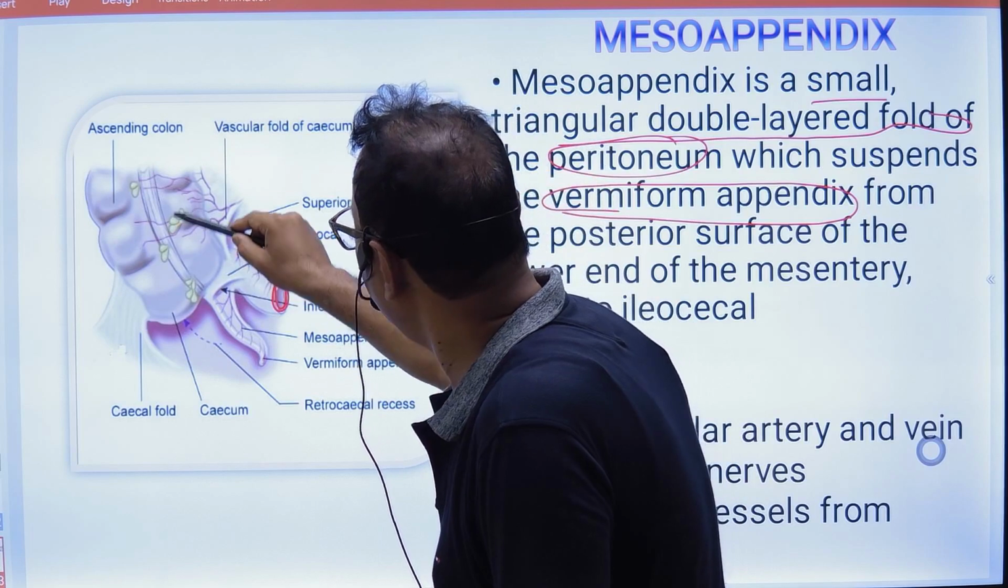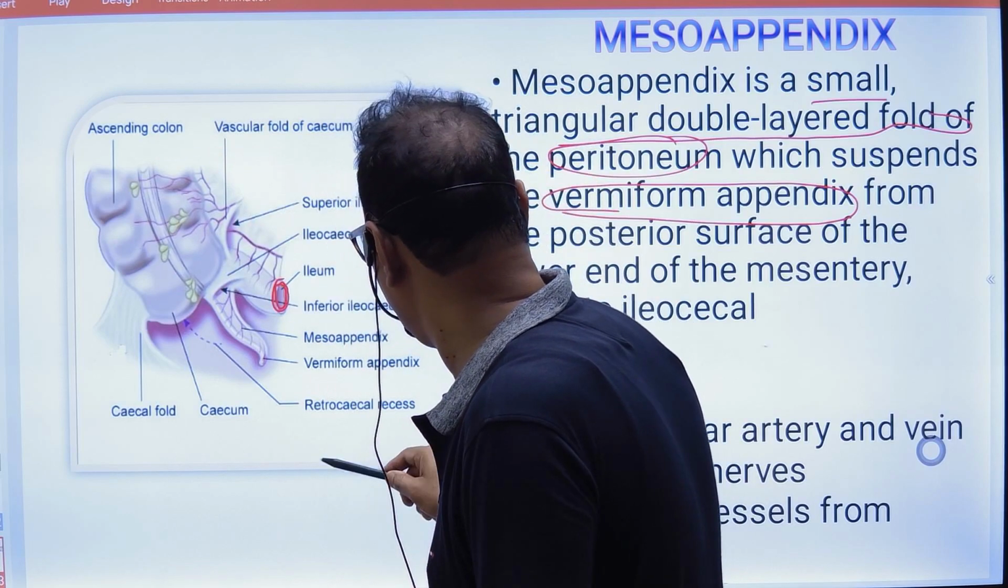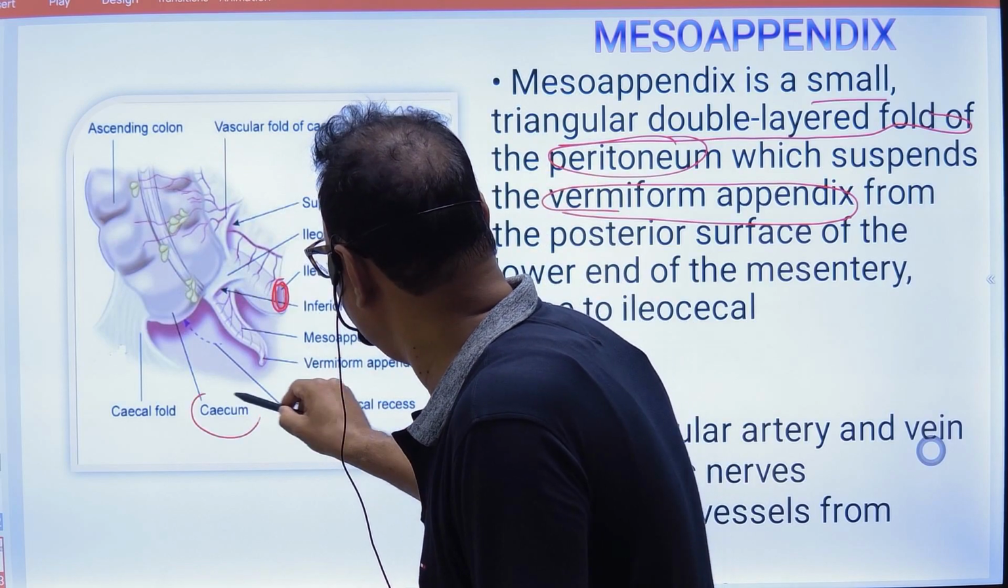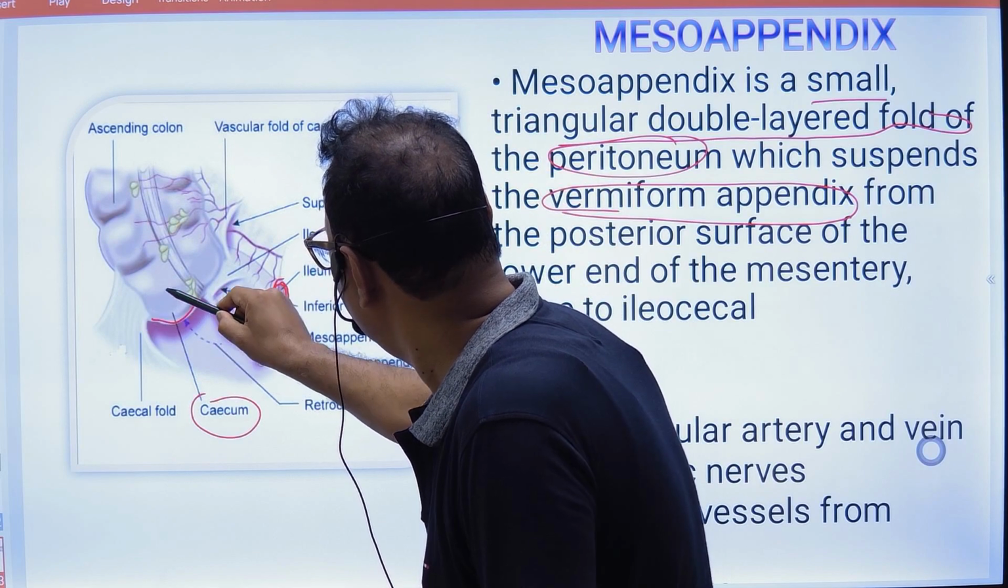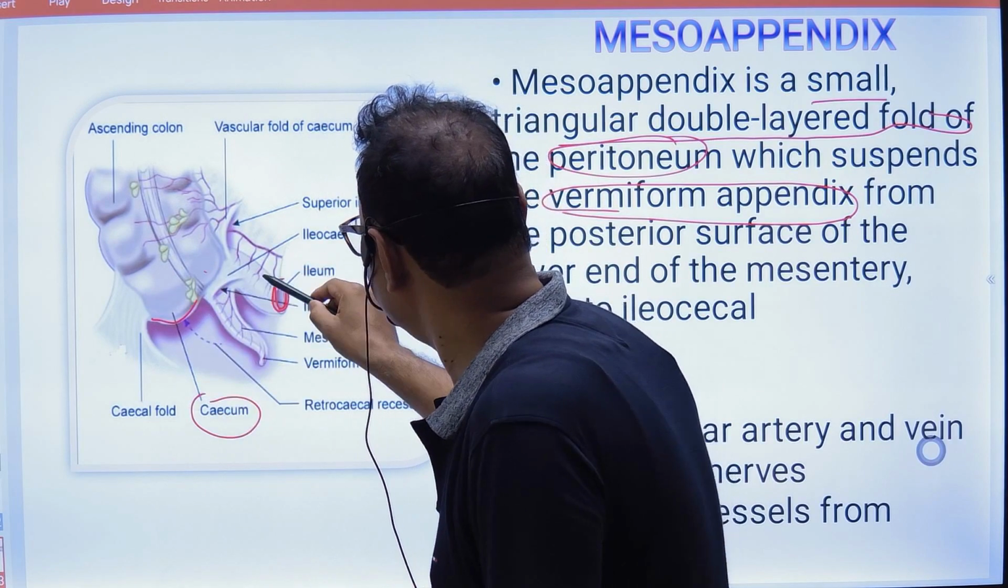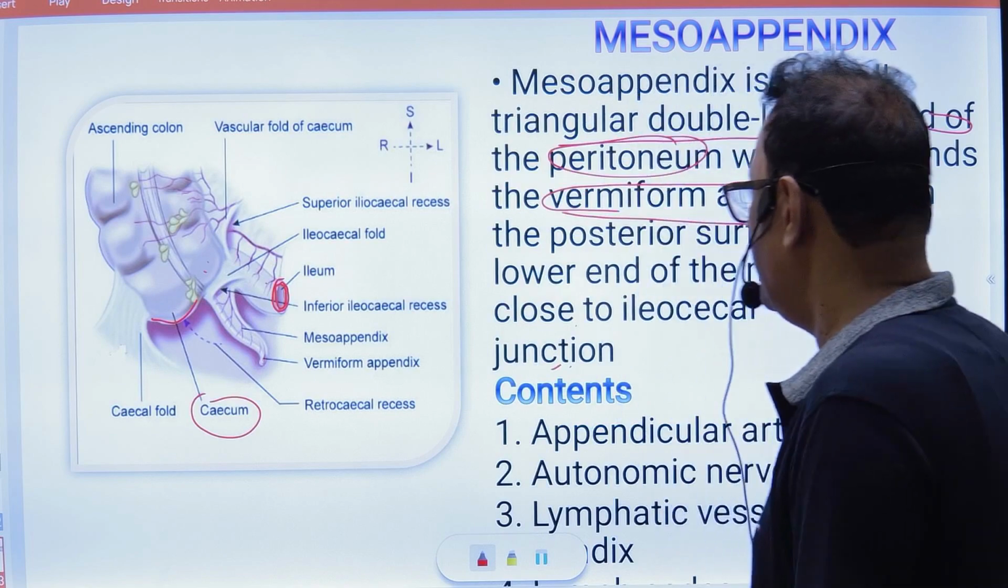And this is the cecum. This is the ascending colon. So we have got the cecum over here. So at this ileocecal junction, it will hang.